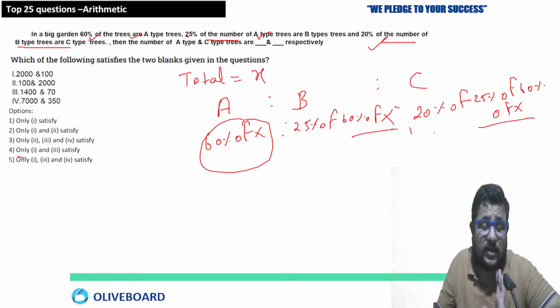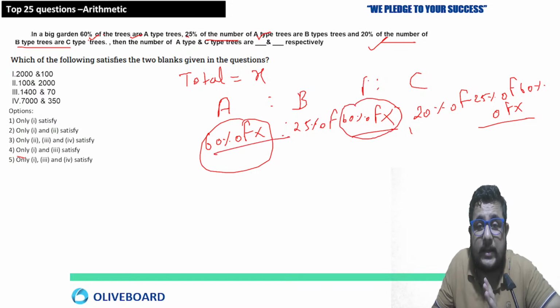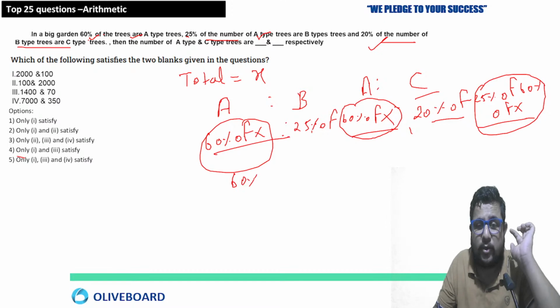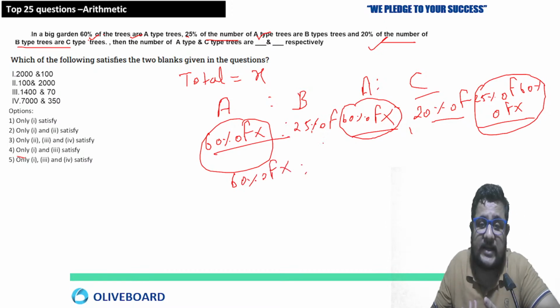What I'm saying here, just try to understand. Everything is in terms of what? This is A. Now here, this is A, so 25% of A. Now 20% of what? B. This is what is given about C, the number of trees. B-type, C-type trees are 20% of B-type trees. So see, 60% as it is, you need to put with respect to X. Everything with respect to X, as you can see here.